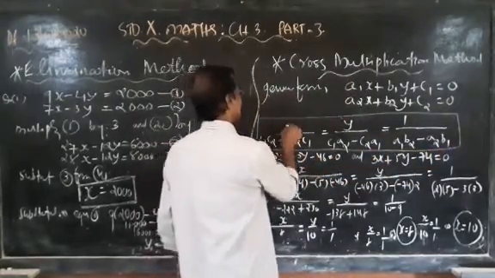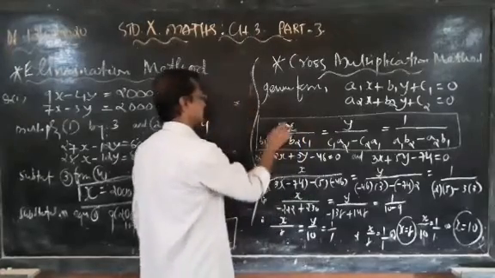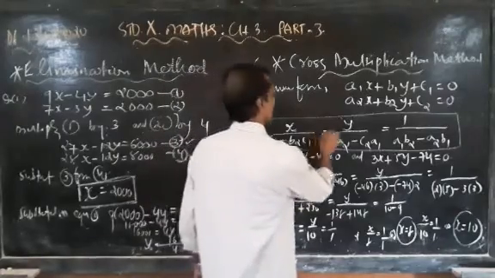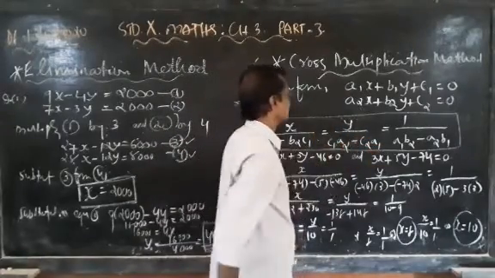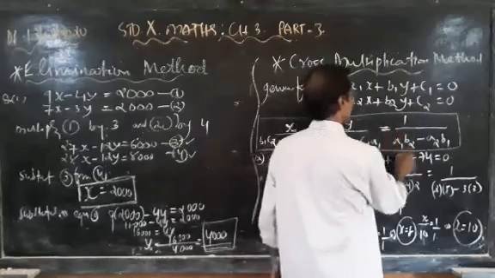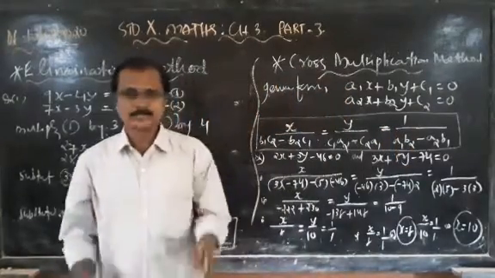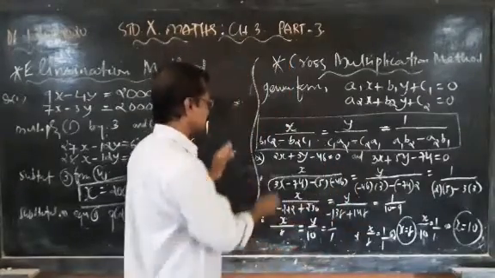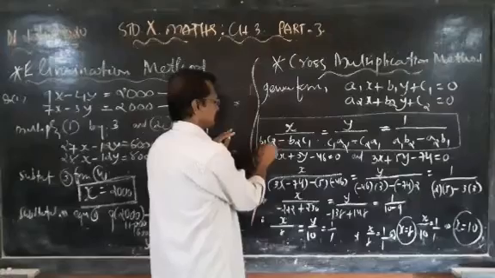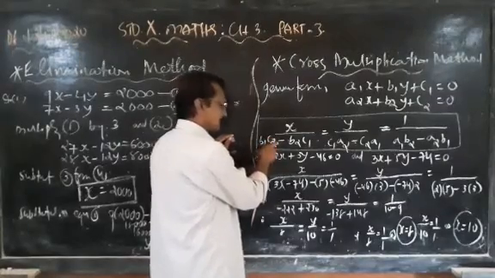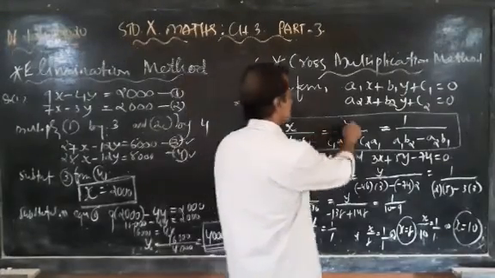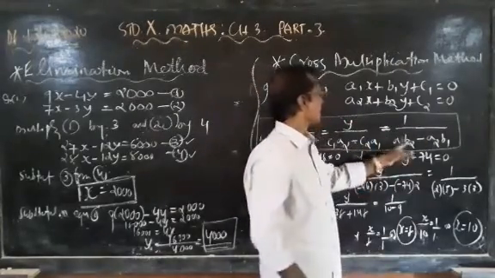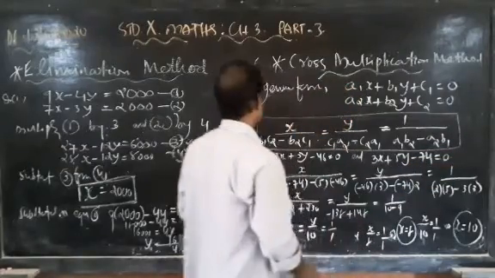Now, what is the formula? x upon b1 c2 minus b2 c1 equal to y upon c1 a2 minus c2 a1 equal to 1 upon a1 b2 minus a2 b1. So that is the most important one. This formula is the most important one. x upon b1 c2 minus b2 c1 equal to y upon c1 a2 minus c2 a1 equal to 1 upon a1 b2 minus a2 b1.